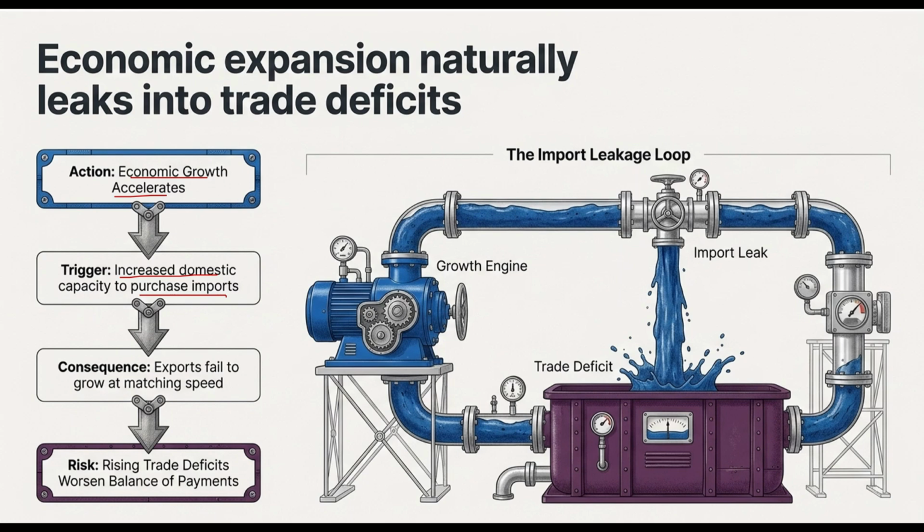So what were the consequences? Exports failed to grow at a matching speed. It doesn't mean that the export will also be growing, because if the export needs to improve, there should be a higher demand from foreign countries. If that doesn't happen, the export will fail and import will be more. And what is the risk? We'll have a large trade deficit and it will worsen the balance of payments. It will also leak money. There will be a leakage loop.